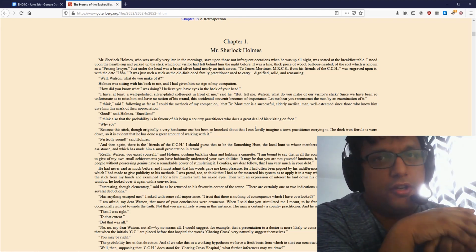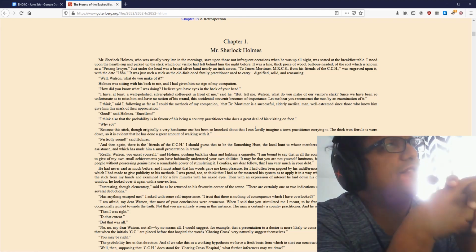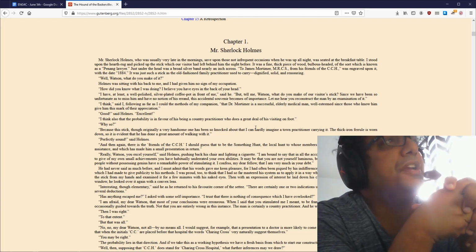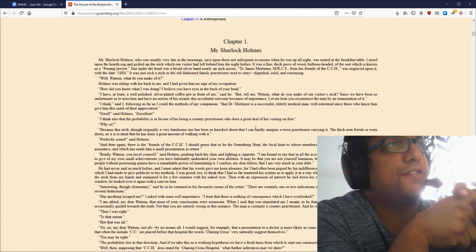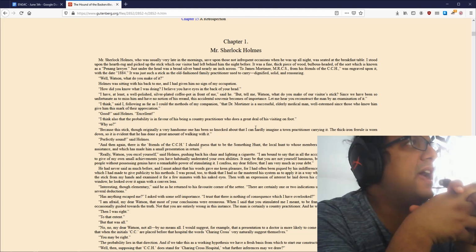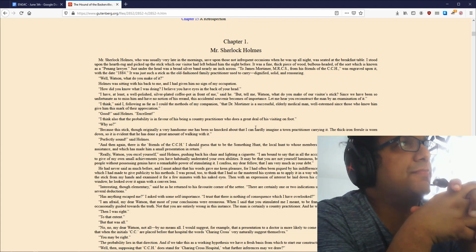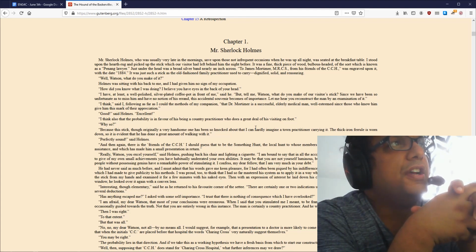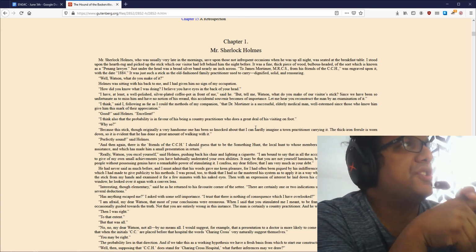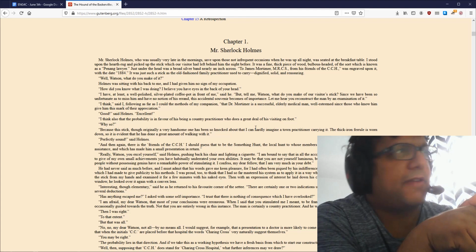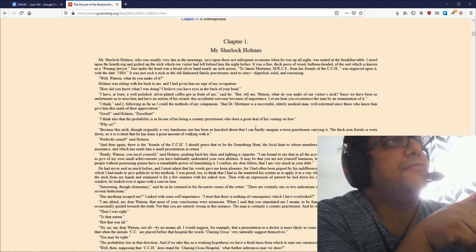So let's see. Chapter 1, Mr. Sherlock Holmes. Mr. Sherlock Holmes, who was usually very late in the mornings, save upon those not infrequent occasions when he was up all night, was seated at the breakfast table. I stood upon the hearth rug and picked up the stick which our visitor had left behind him the night before. It was a fine, thick piece of work, bulbous-headed, of the sort which is known as a Penang lawyer. Just under the head was a broad silver band, nearly an inch across. "To James Mortimer, M.R.C.S., from his friends of the C.C.H.," was engraved upon it, with the date 1884. It was just such a stick as the old-fashioned family practitioner used to carry, dignified, solid, and reassuring.